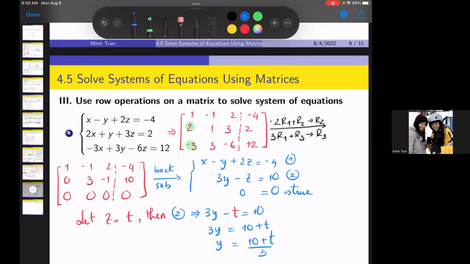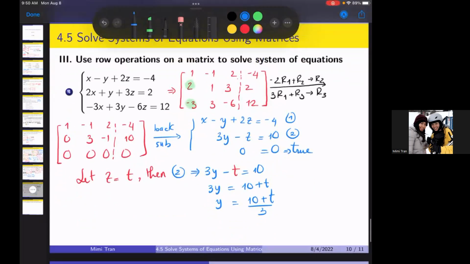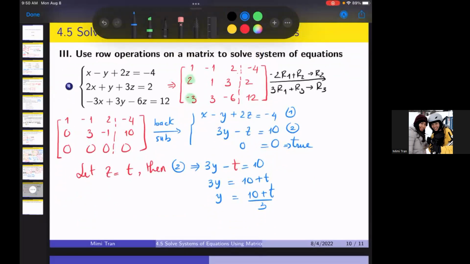So we can plug in t equals 0. If t equals 0, y is what? 10/3, right? If t equals 1, it's 11/3, right? If t can be any number, y has to be dependent on it. I'm sorry, I give you this one. It looks kind of ugly.